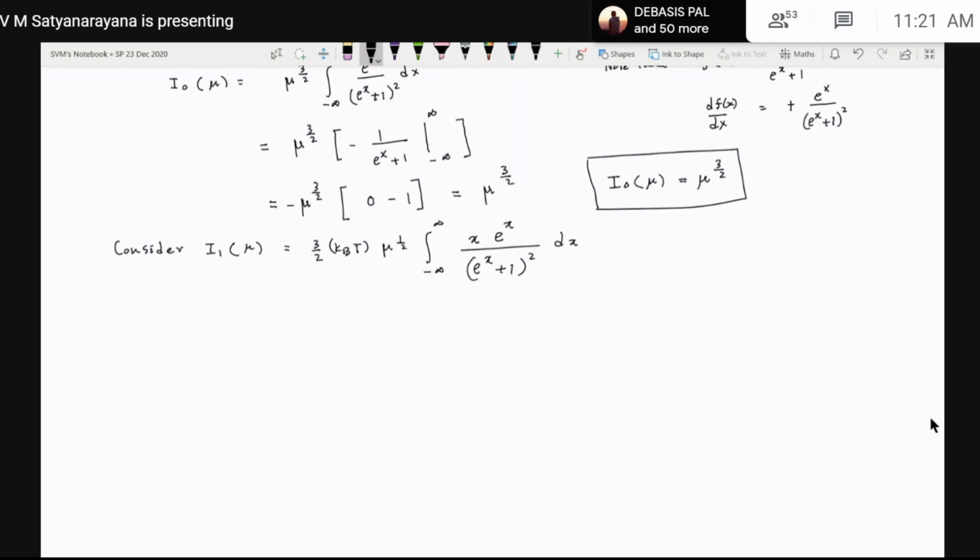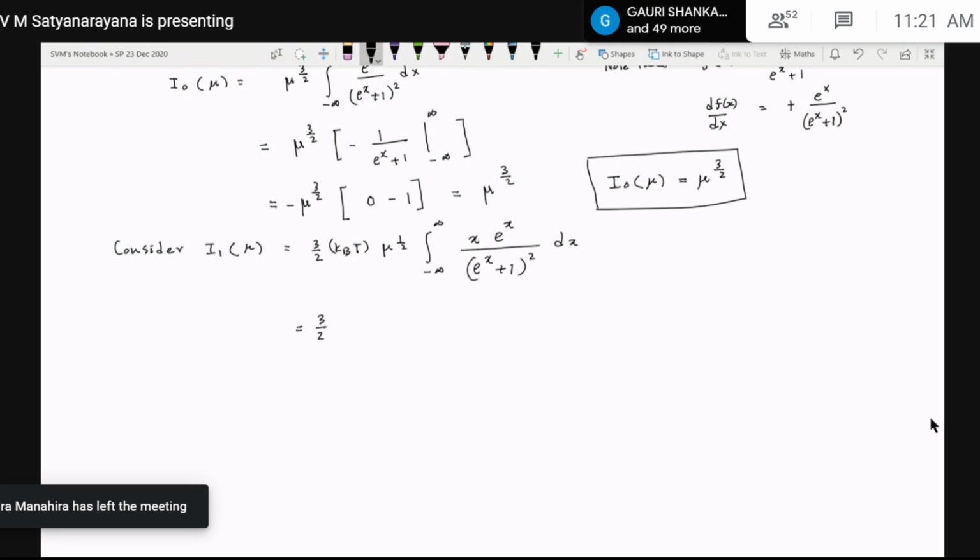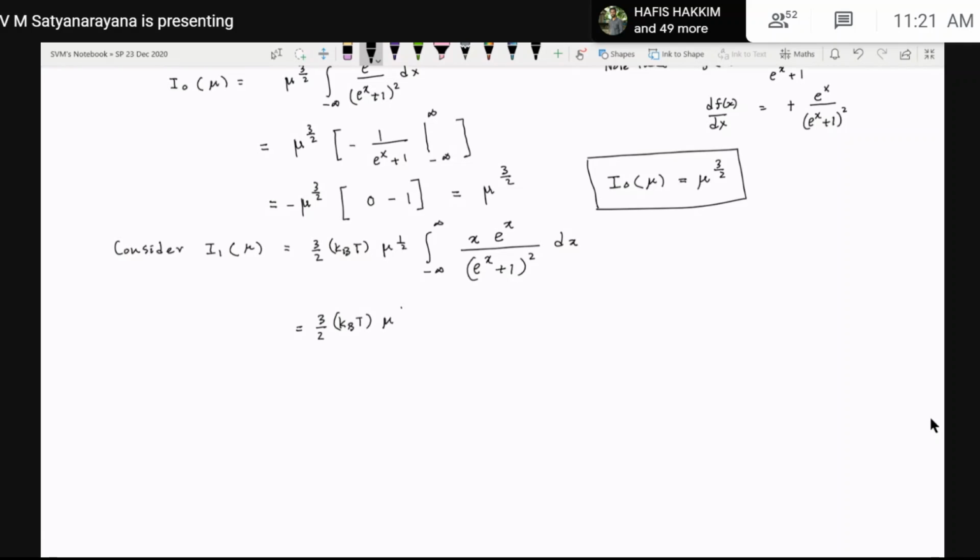Now I am going to use a trick here. So I will write this integral as 3 by 2 kBT mu to the half. I'm going to write this integral in the following fashion: integral from minus infinity to plus infinity of x e to the x divided by the denominator. I'm going to write it as (e to the x plus 1) into (e to the x plus 1). This is basically the whole square.